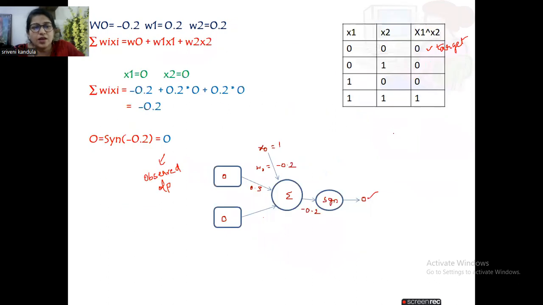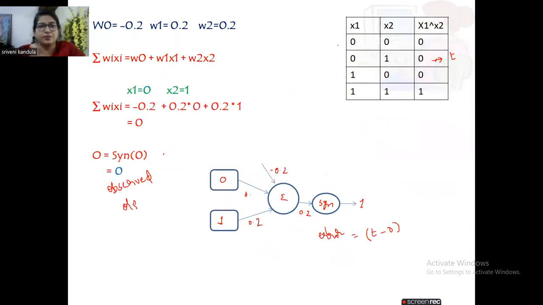So again, we should start with 0, 0. Now these are our modified weights. W1 value is 0.2, W2 value is 0.2, and sigma WiXi is minus 0.2. Observed output is 0. Our target is also 0. Okay, fine. So these weights are working fine with the first set of inputs, that is 0, 0. Next, let's try for 0, 1. With 0, 1, sigma WiXi value is 0. Since the value is not greater than 0, the output is 0. So observed output is 0, the target is 0. So there is no error term. So our network is working fine with this set of inputs too.